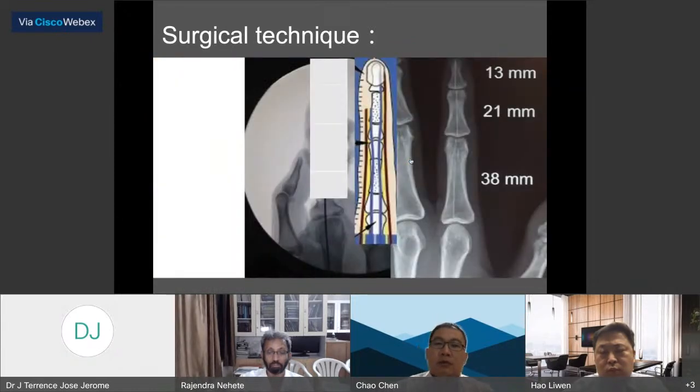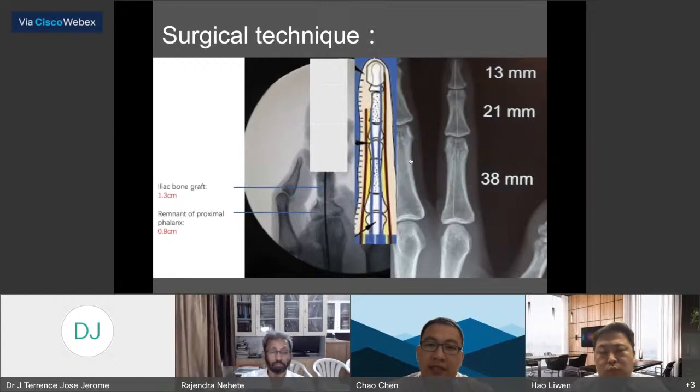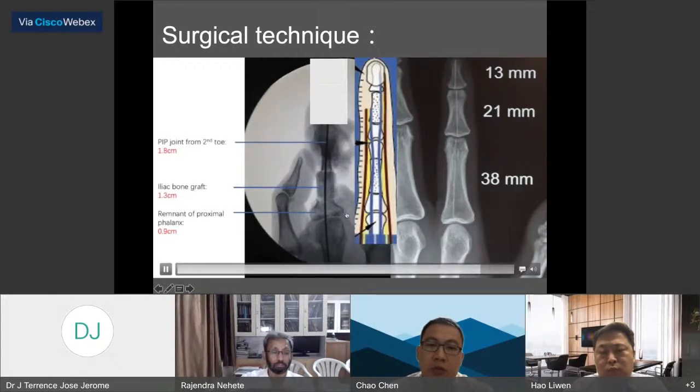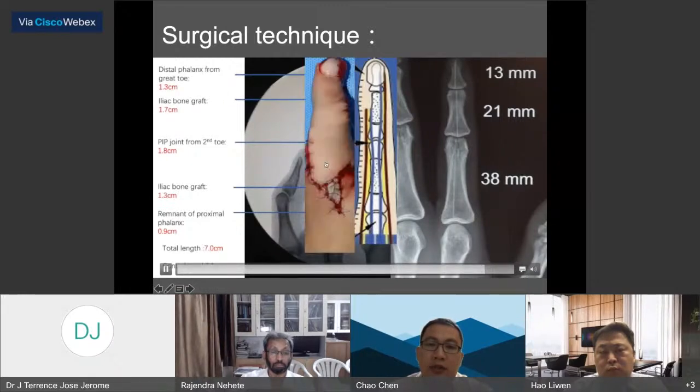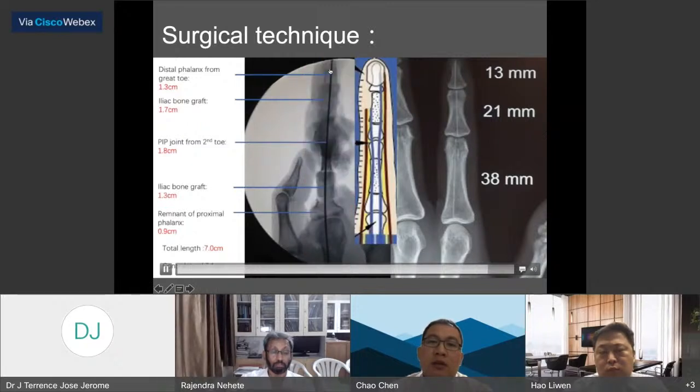And this schematic showed how we assemble the new index finger. There are 5 segmental parts of the new index finger. From the proximal to distal, they are remnant of the proximal phalanx, iliac bone graft, PIP joint, iliac bone graft, and the bone on the wraparound flap, and we use the wraparound flap to cover the skeleton.